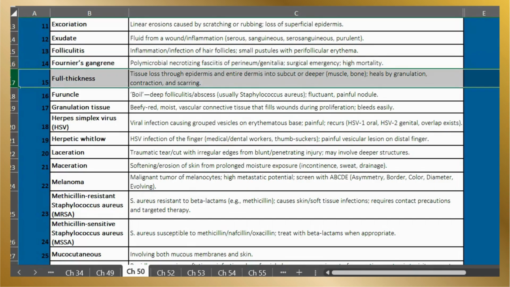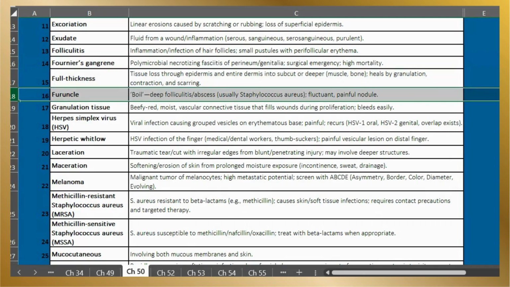Okay, so now we go to full thickness. Tissue loss through the epidermis and entire dermis into subcutaneous tissue or deeper, muscle, bone. We know this heals by granulation, contraction, and scarring. So it's like full depth beyond the dermis. Here you'll say stage 4 or unstageable with pressure injuries.